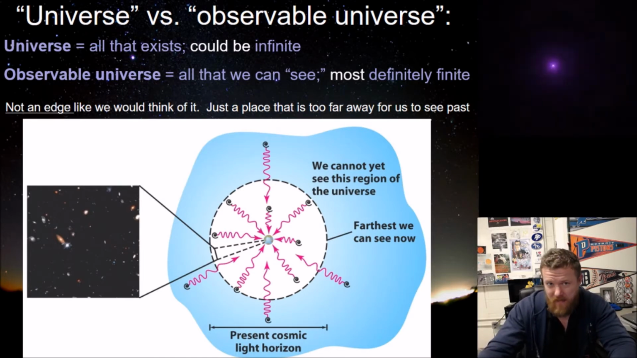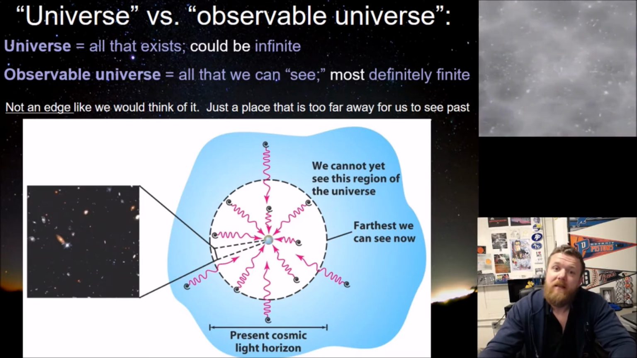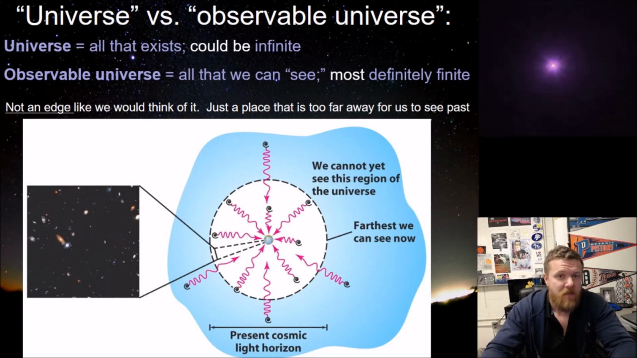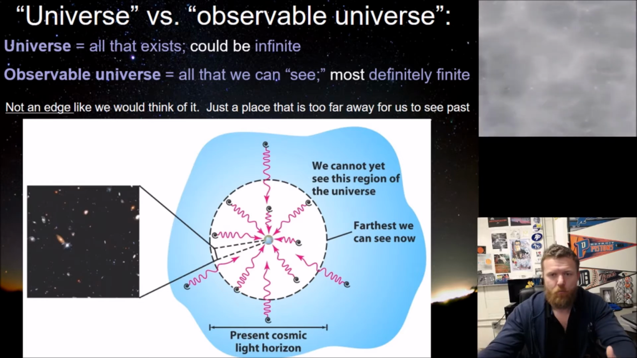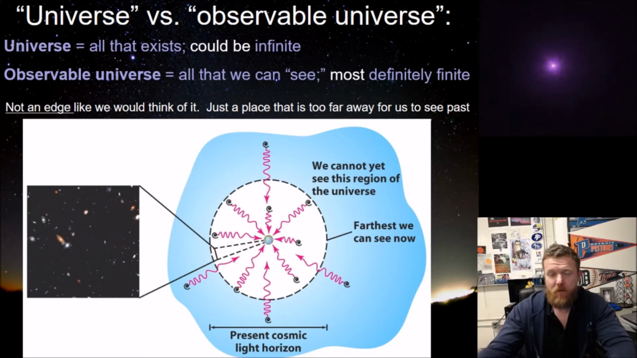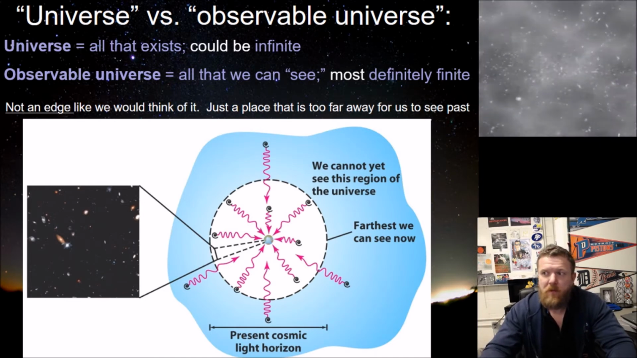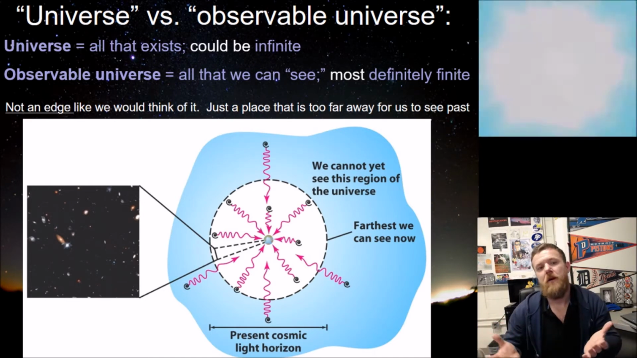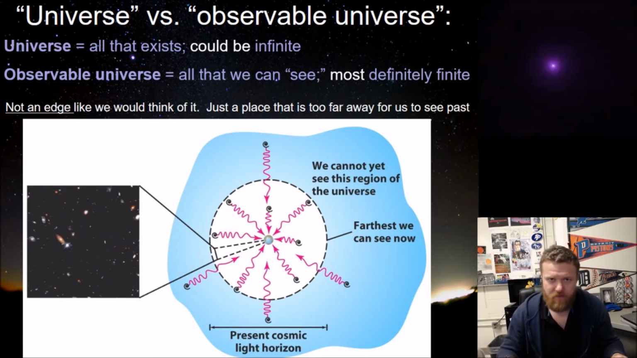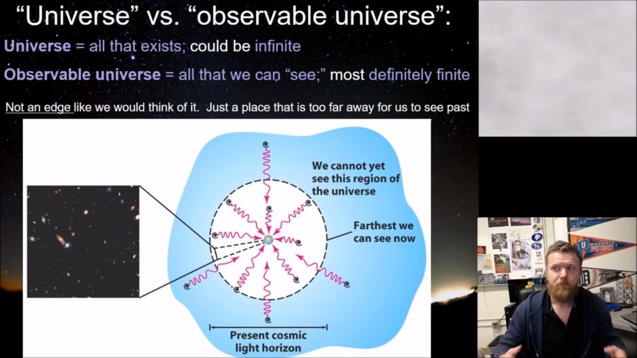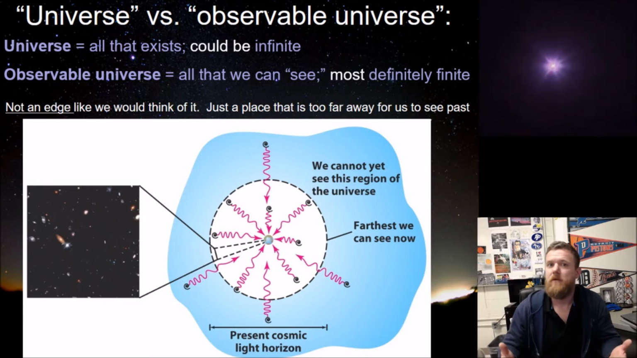Could there be things past that? Yeah, there almost definitely is. We just can't see them because light has not had enough time to get to our eyes. So the observable universe is not an edge. It's not like you're in a room and you can't go past it. If you were there, you could fly a spaceship right past it. The observable universe is just an imaginary line. It's a place that's too far away for us to see. Light has not reached us from that area yet. In the future, it will, because more time will go by and light will have more time to travel.